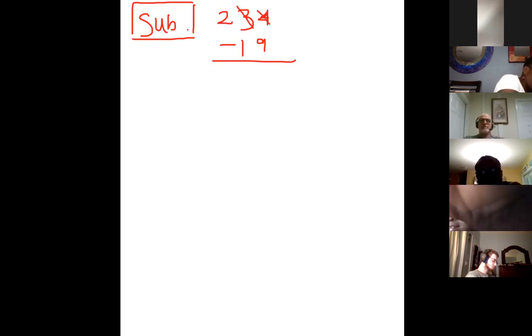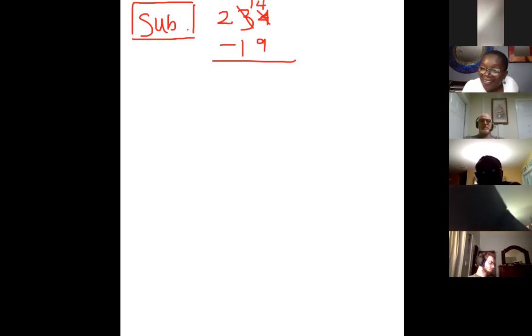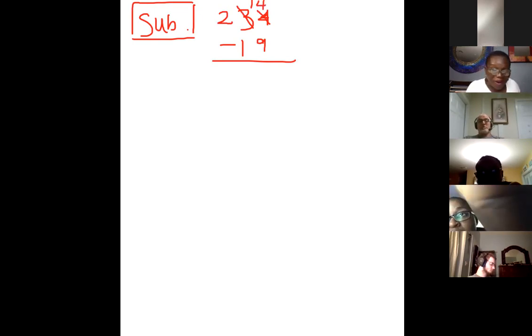So obviously you cannot subtract 9 from 4. So you borrow 1 from 3. So 3 becomes 2. What does the 4 become, guys? 14. Very good. How do you get 14? You borrow 1 from the 3, so the 3 reduces to 2, and then that 4 becomes 14.